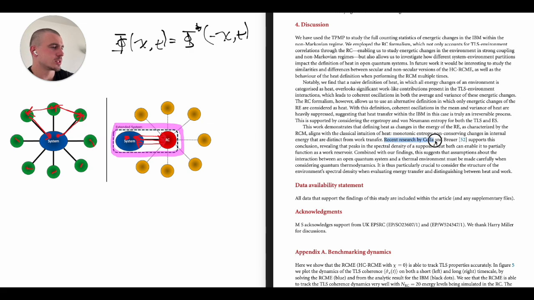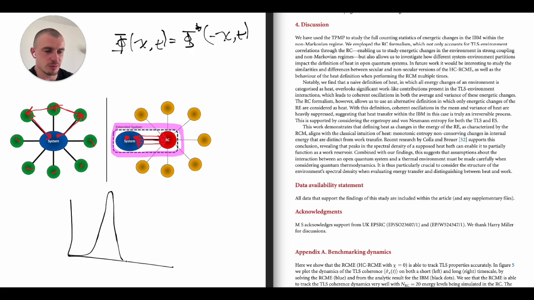Okay, so this paper came out while we were writing up, which essentially shows the same thing. So they show that if you've got a heat bath with a sharply peaked spectral density, it acts like a work reservoir, which is what we're showing here. So I guess we should have mentioned that we are interested in situations in this work where the spectral density of the full bath is sharply peaked. And essentially this work by Koller and Brewer shows that this acts like a work reservoir, even if the bath begins in a thermal state.